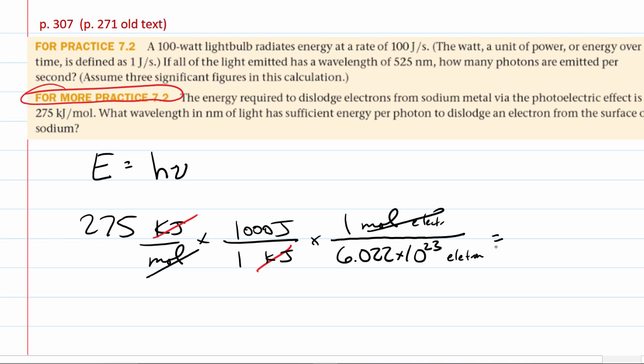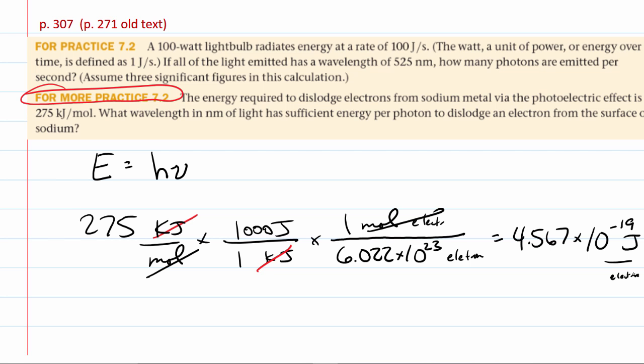So if we go across and calculate this, we'll take 275, multiply it by 1,000. We'll divide that result by Avogadro's number. We wind up with 4.567 times 10 to the negative 19 joules for every one electron. And the fact that it's per every electron or per photon doesn't really matter, because again, each electron is going to be kicked out by one photon. What's more important is what this number of joules is right here.